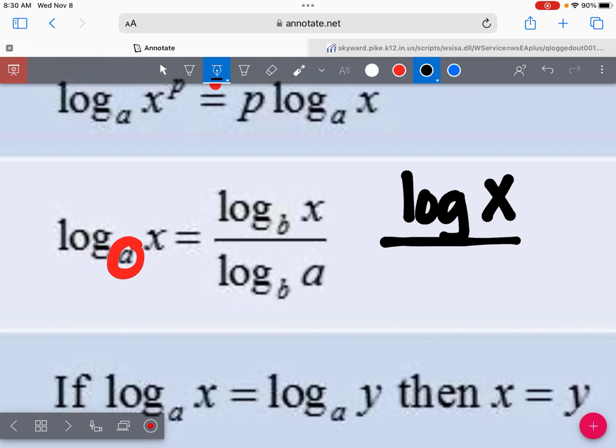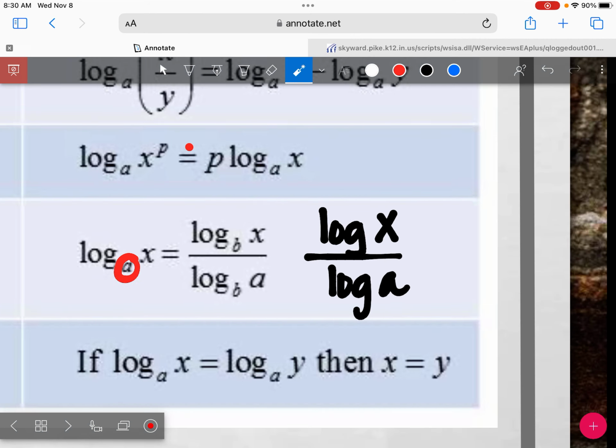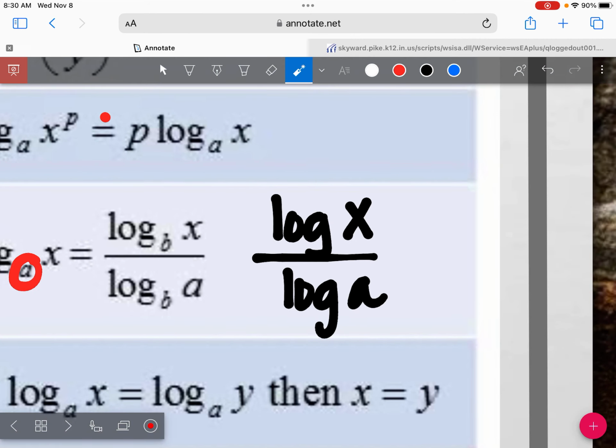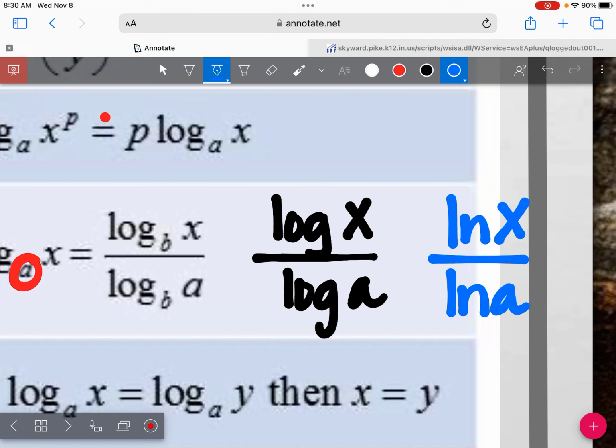Divide the log of x by the log of a. So whatever base was in the original question, we're going to divide it by the log of that small number. Or we can use the natural log and do the natural log of x divided by the natural log of a. So when we do our change of base, we're going to change it to either a natural log or a common log.